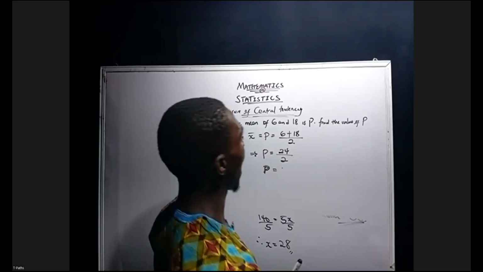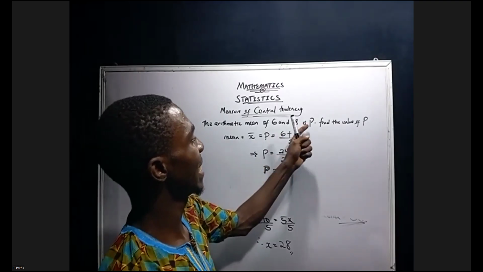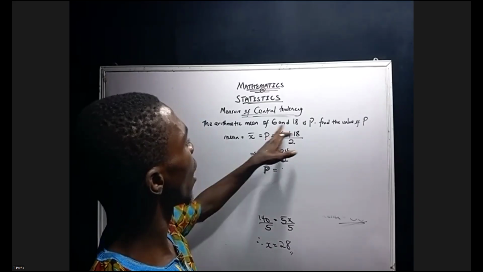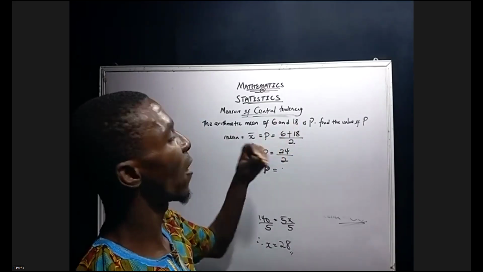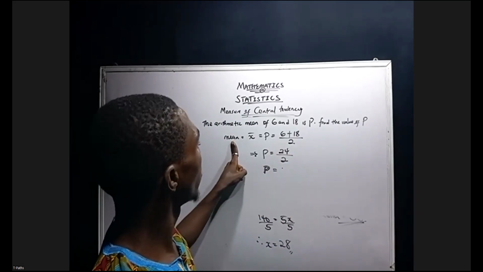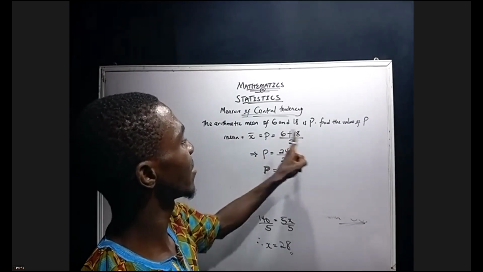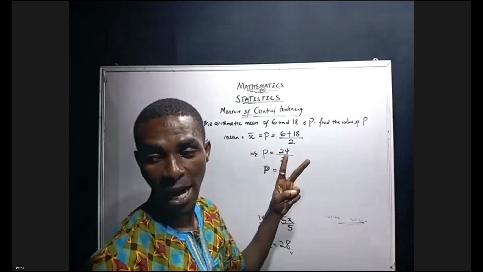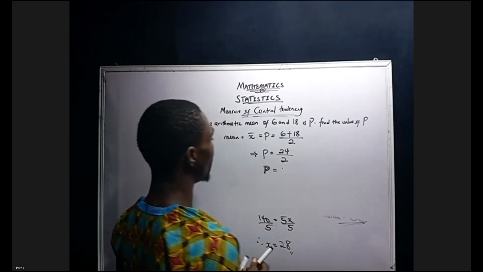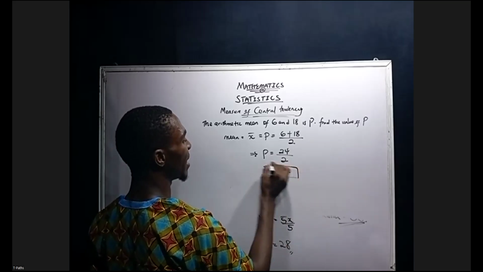Okay, now I come again with the solution. The arithmetic mean of 6 and 18 is P. Find the value of P. Two numbers are given, so you are looking for the arithmetic mean of 2 numbers only. The mean, which is given as P, equals the mean between 6 and 18. Add 6 to 18, then divide by the total number, 2. So P equals 24 over 2. If you divide 24 by 2, you are left with 12. So the value of P is 12.